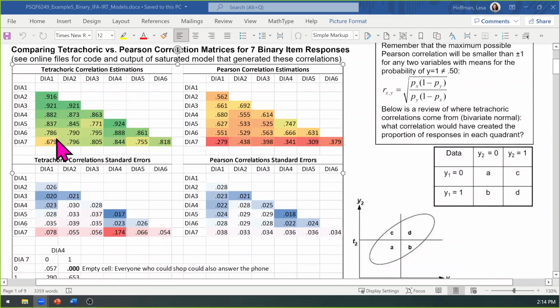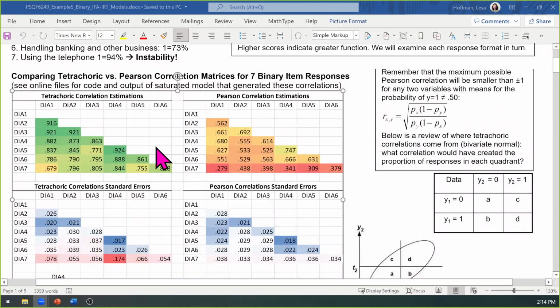So all systems look good with respect to these tetrachorics. It does look like item 7 has lower relationships with item 1 and with item 5. That is likely a function of the fact that it's the easiest item. And so it limits the extent to which it can show covariance with these other items because it doesn't have that much variance in the first place. Doesn't mean that it's a bad item though.